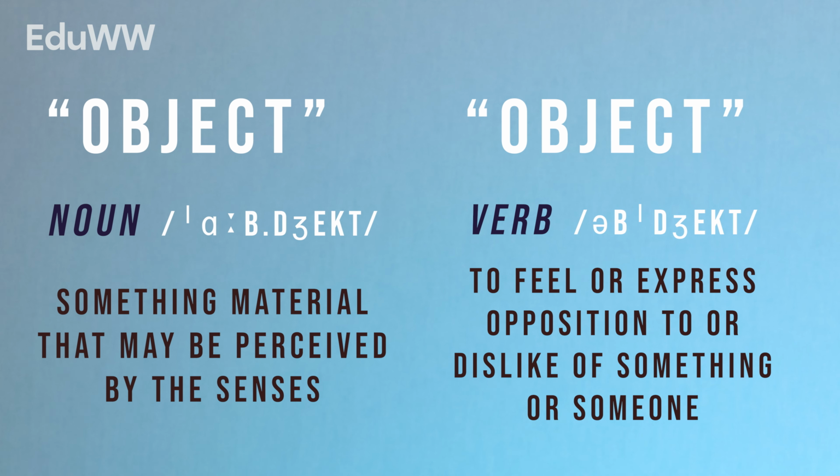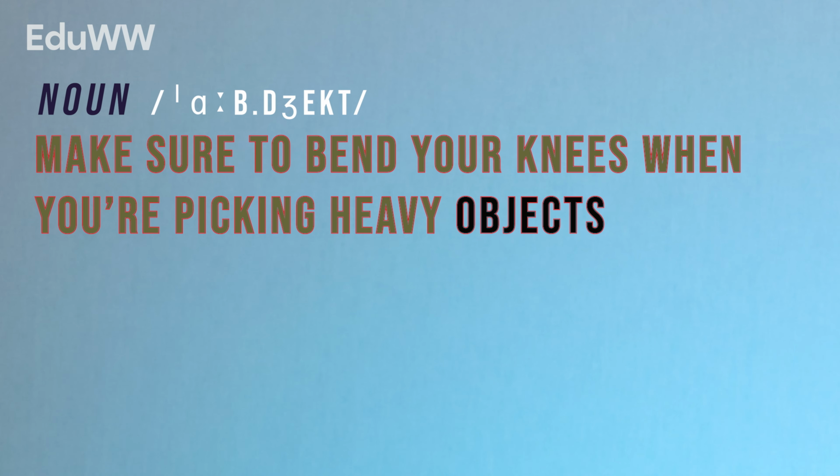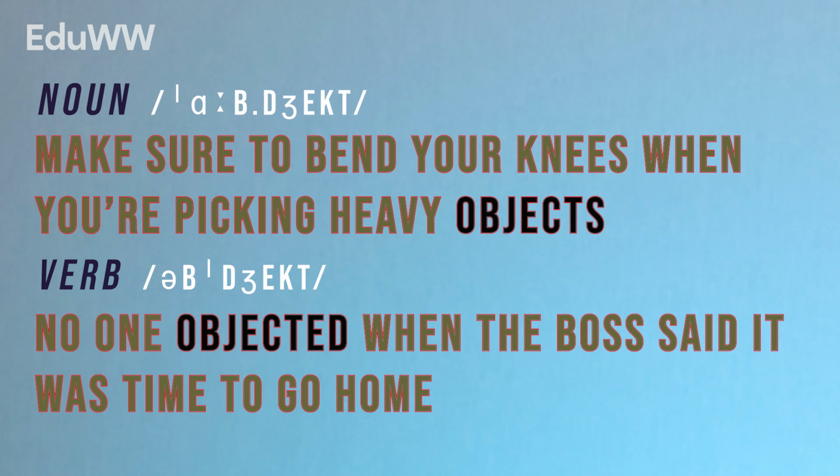If you want to use these words in a sentence, it would sound something like this. Make sure to bend your knees when you're picking heavy objects, which is a noun, an object, something that you can touch. An object, no one objected when the boss said it was time to go home. So as you can see, both these words have completely the same spelling, but they sound different.